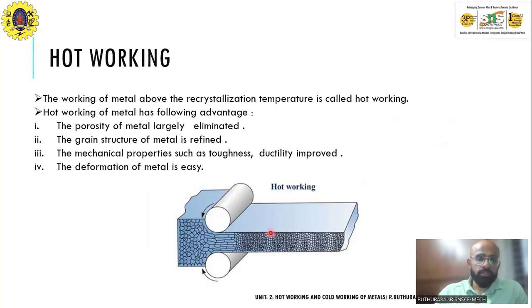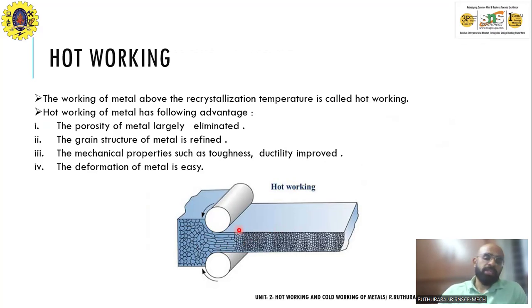As you see here, this is a hot working process. This is done above the recrystallization temperature. You would have seen on the roadside the knives being made. The metal will be heated to a red hot temperature and then it will be beaten. That process is actually a hot working process.